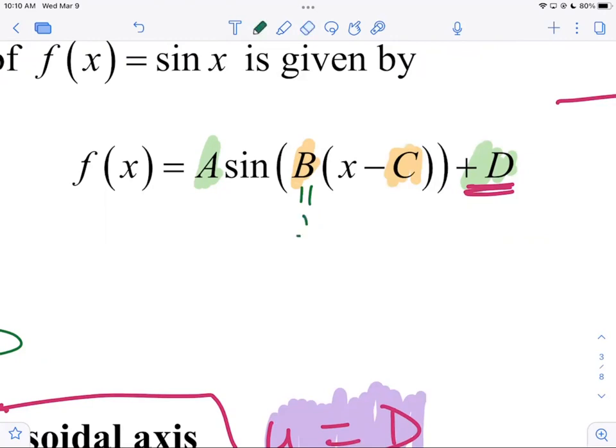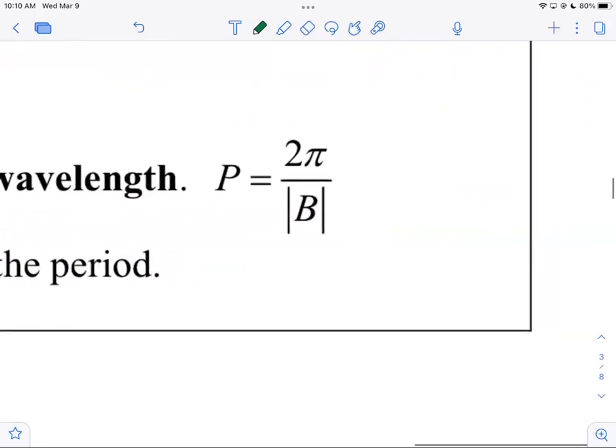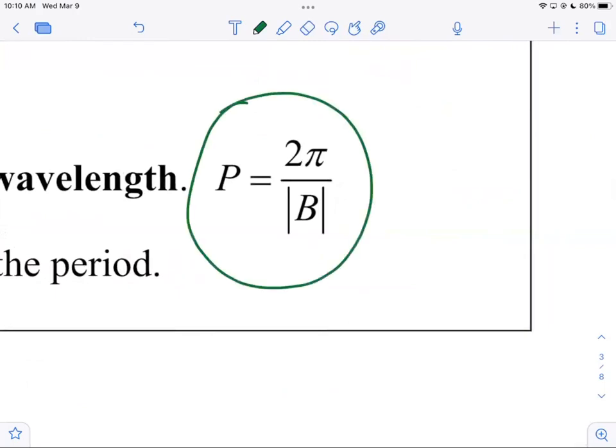What if B were 1 half? That would be a horizontal what? Stretch. So now the graph is twice as wide, right? So according to the definition of B, we are now going to see only half of a cycle from 0 to 2 pi, which makes sense, right? What would be the period now? What would be the length of one cycle if we made it twice as wide? It'd be 4 pi, get it? So B is not the period, but it's related to the period. Here's the equation for finding the period.